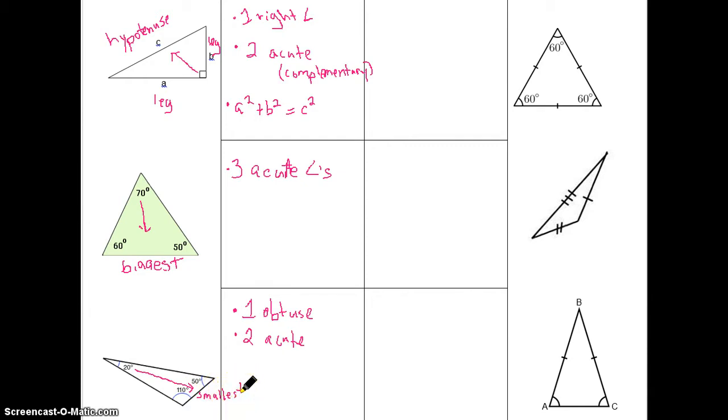Okay. And we'll get a whole lot into that stuff a lot more later on, but that's just some things I wanted to point out that might be a little new. On the right side of your foldable, we have triangles classified by their sides.